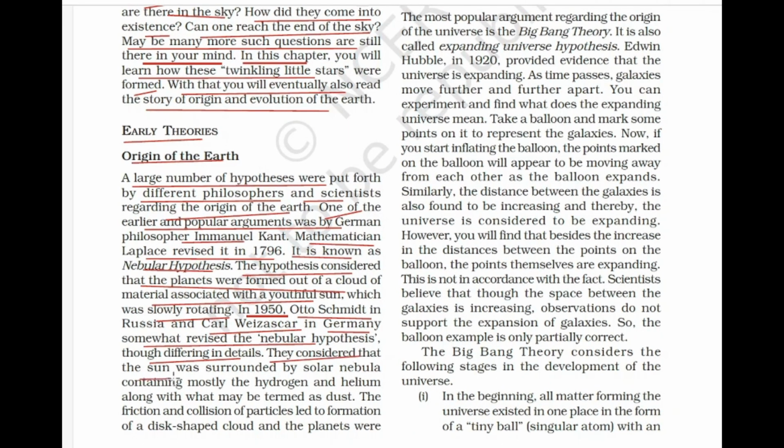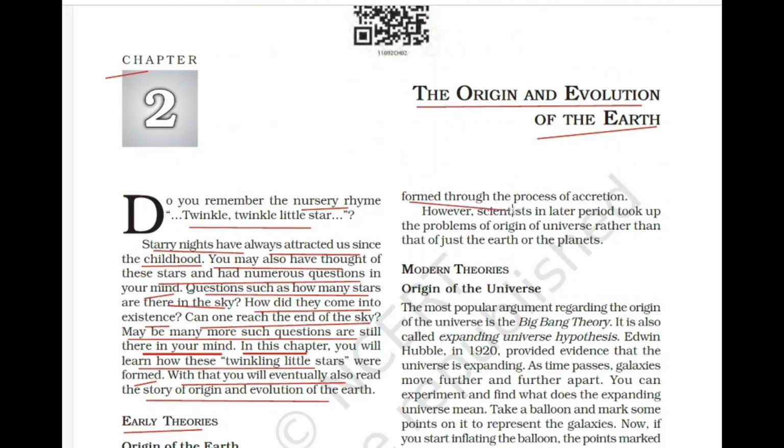They considered that the Sun was surrounded by a solar nebula containing mostly hydrogen and helium along with what may be termed as dust. The friction and collision of particles led to the formation of a disk-shaped cloud, and the planets were formed through the process of accretion. However, the scientists in a later period took up the problem of the origin of the universe rather than just the Earth or the planets.